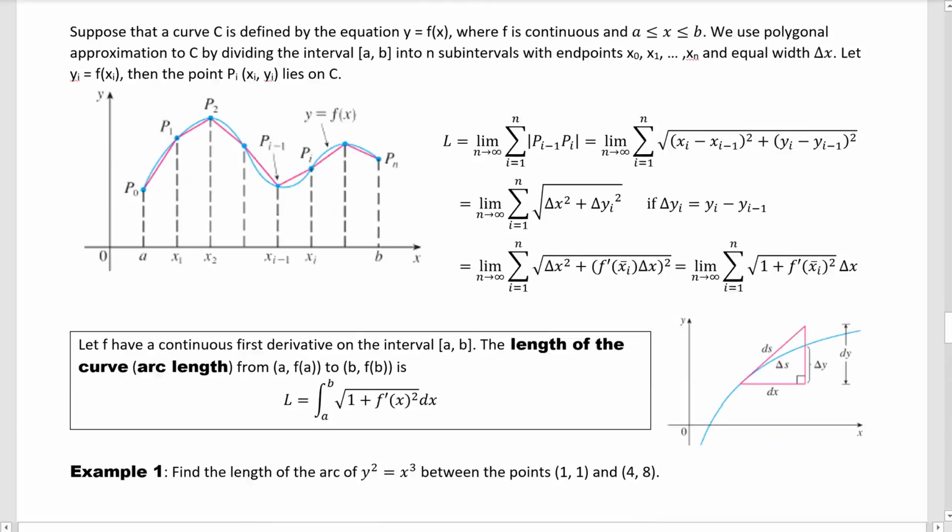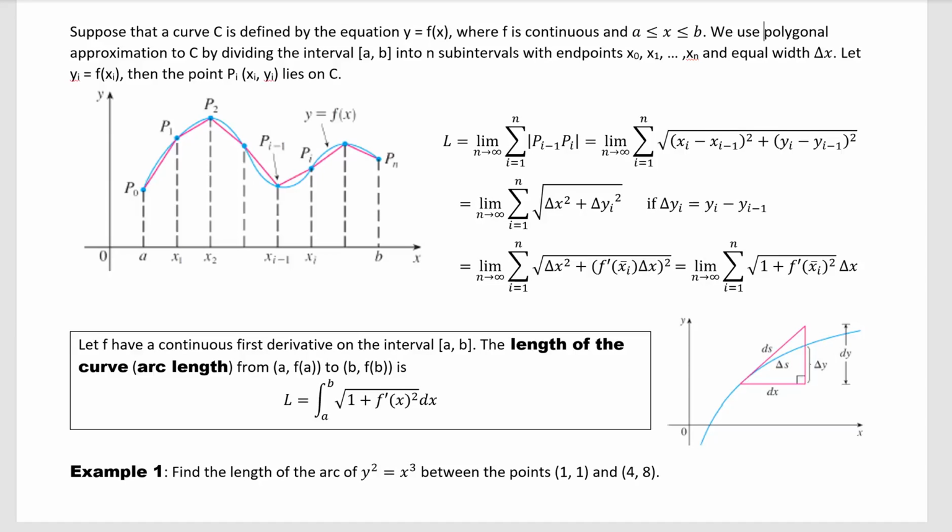Suppose a curve C is defined by the equation y equals f of x. So this is the curve, right? And you can see we can use polygonal approximations to divide the interval into n subintervals. For each piece, we can use a line segment to approximate it, and then add up the lengths of all of these line segments. If we let n go to infinity, then the length will converge to the length of the curve.